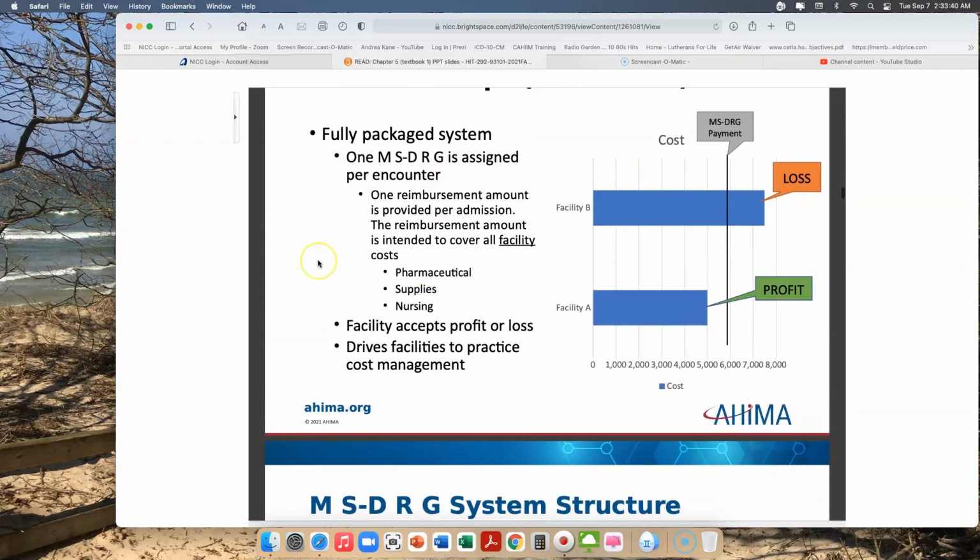MSDRGs is what's called a fully packaged system. Only one MSDRG is assigned per encounter, so one reimbursement amount is provided per admission. The reimbursement amount is intended to cover all facility costs, including pharmaceutical, supplies, and nursing. Now, it does not include the physician component, so watch out for that. MSDRGs do not include the physician component or the provider component, but the pharmaceutical, supplies, and nursing, that's all included. The facility accepts profit or loss.